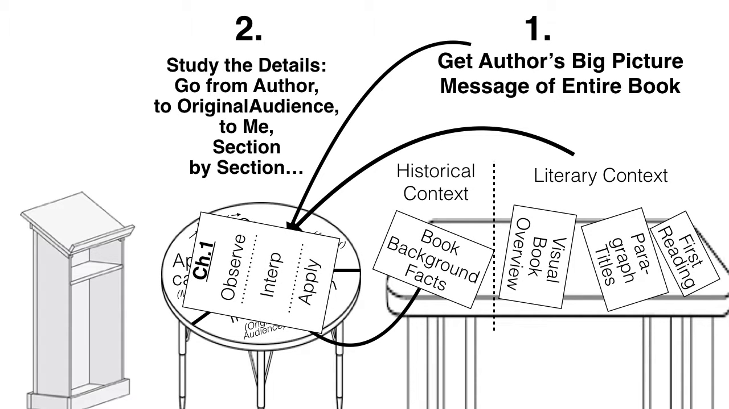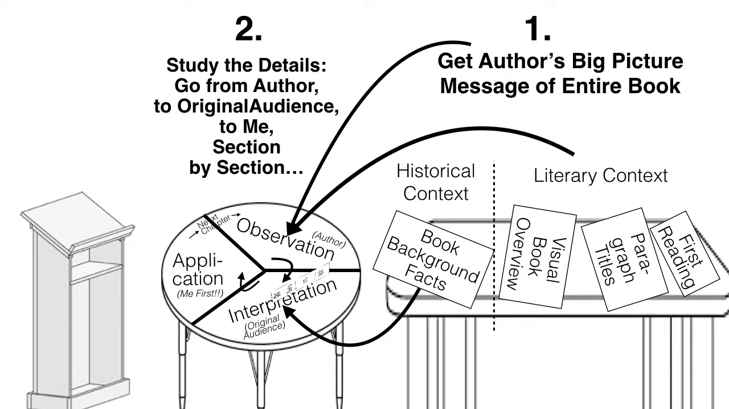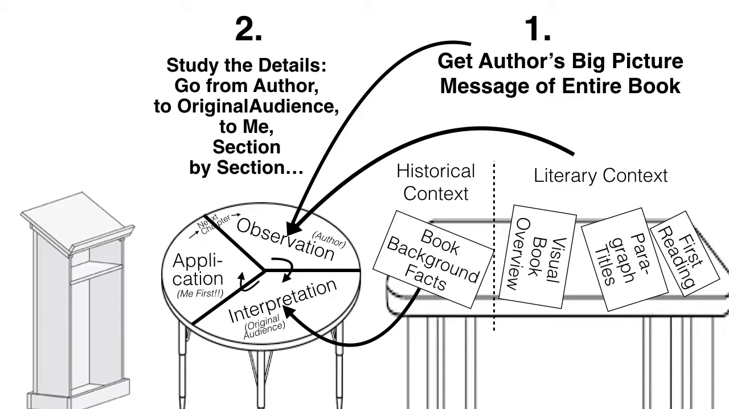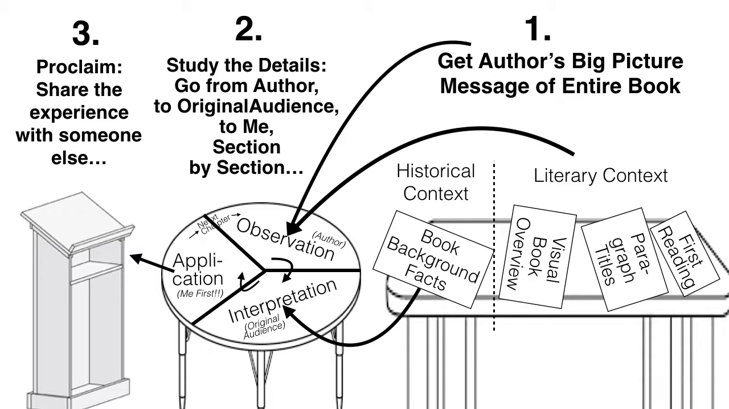You keep doing this chapter by chapter, observe, interpret, apply, through the entire book, until you work through the message for every chapter of the book. You've tried to apply it to your life, and that gives you the authority and the opportunity to share it with someone else, which is part three. And I call that proclamation. You're ready to proclaim, share your experience of that book with someone else.